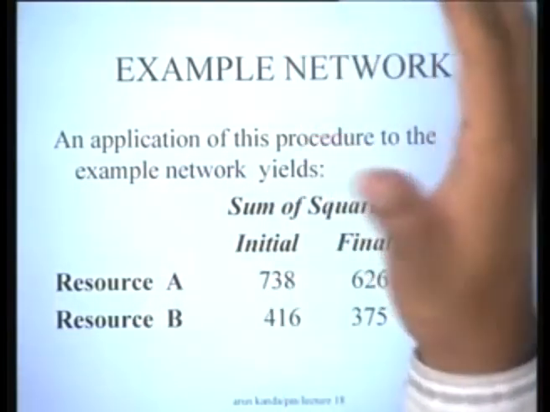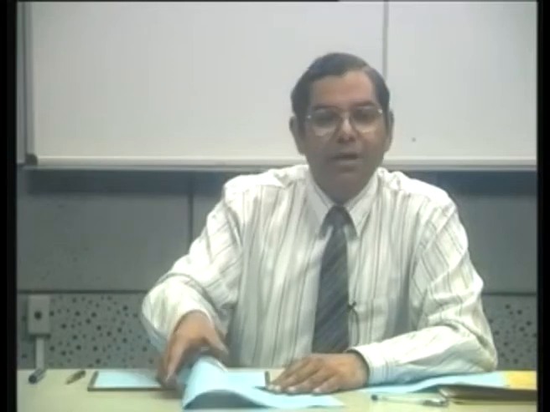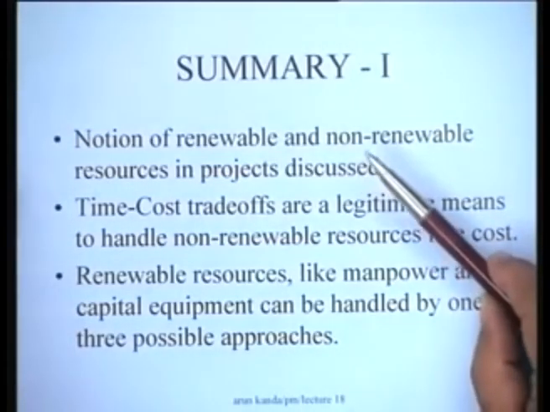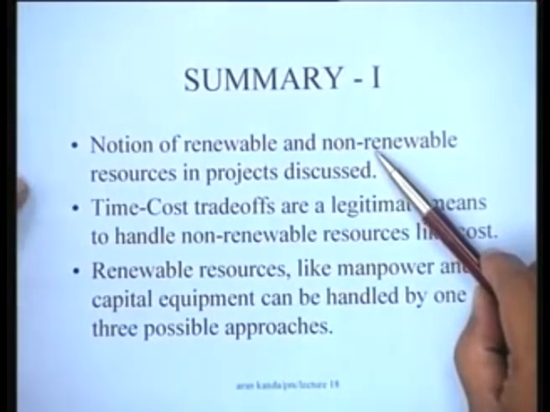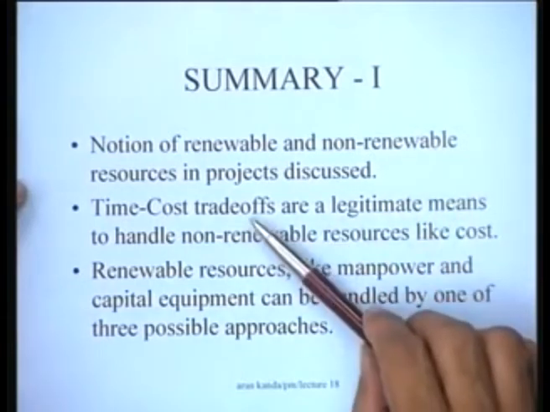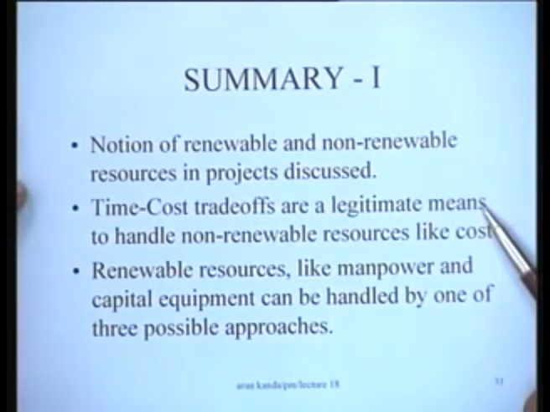So this gives you an idea of how these two heuristics, namely the trigger level setting heuristic of Wiest, which is primarily aimed at bringing down the peak, and the Burgess and Kilbrew heuristic, which is looking at the entire resource usage profile, can be used in practice. In order to summarize what we have tried to do today, we have discussed the notion of renewable and non-renewable resources in this particular lecture. We have seen that time cost trade-offs are a legitimate means to handle non-renewable resources like costs and things like that.